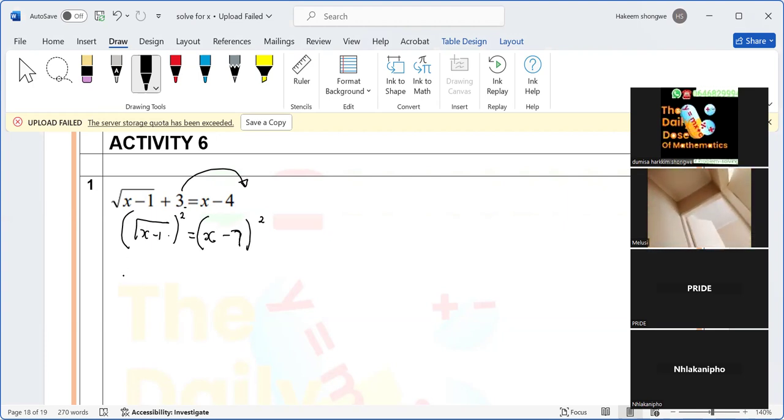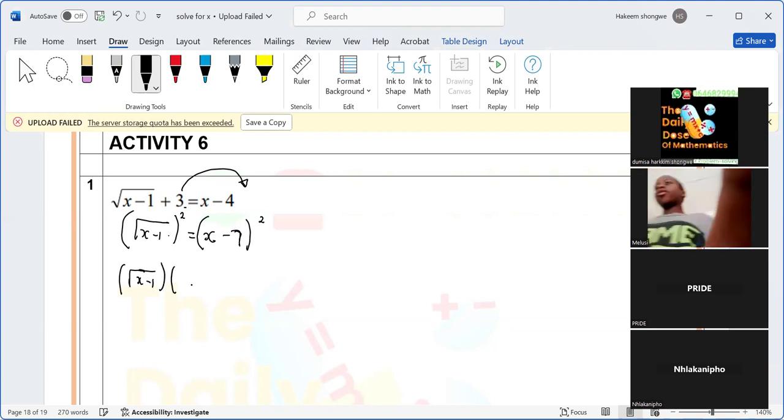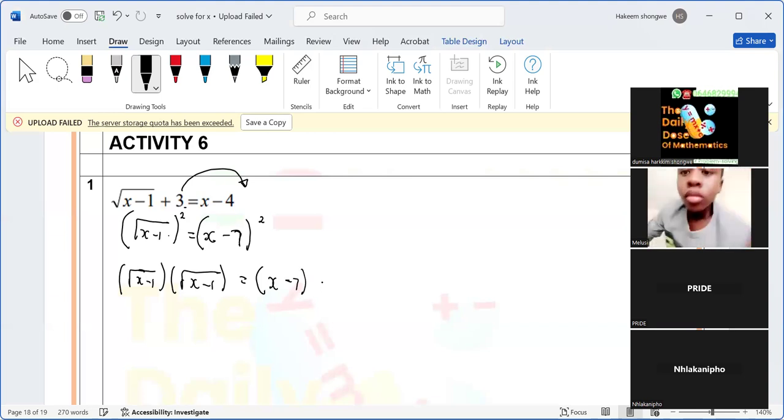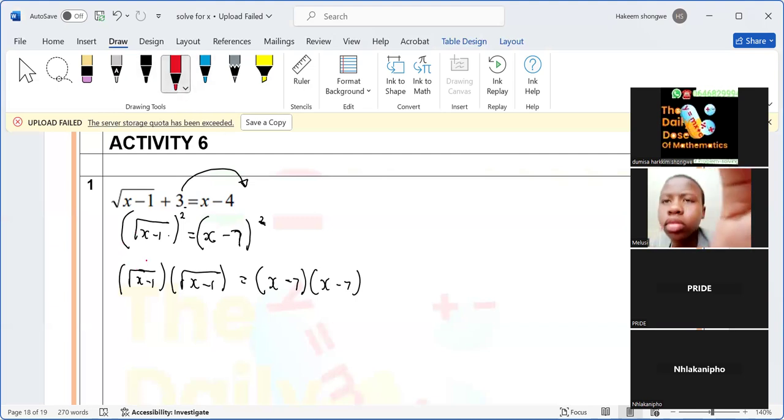So we are going to have root x minus 1 multiplied by root x minus 1, which is going to equal x minus 7, x minus 7, because the 2 says repeat the bracket 2 times. Okay, after that, what should I do? Then you should say x minus 7 equal to.